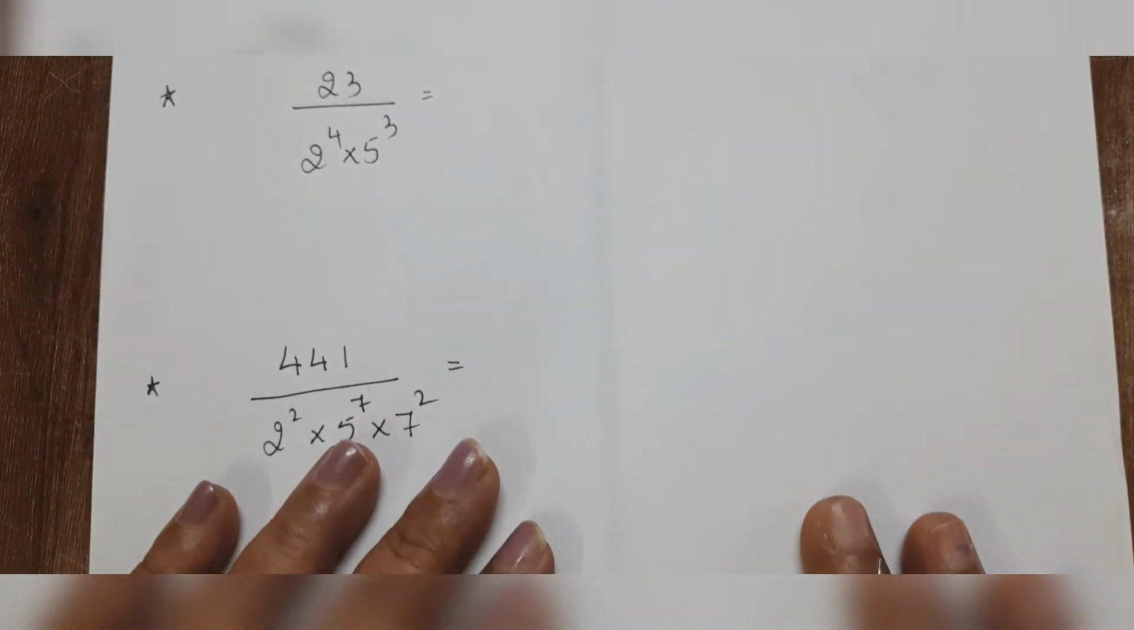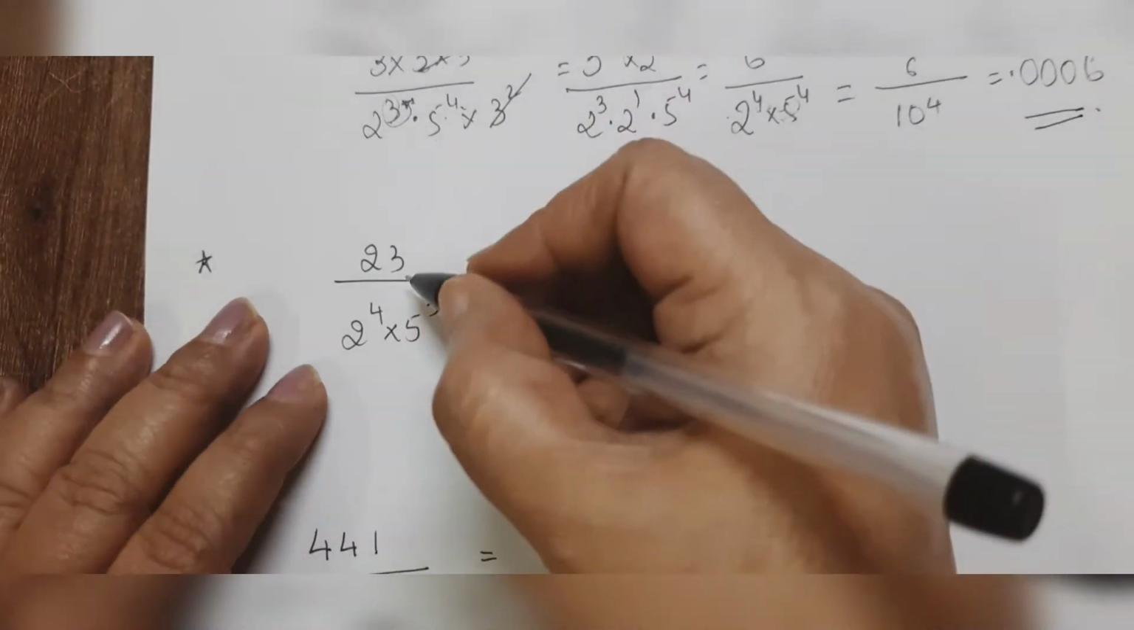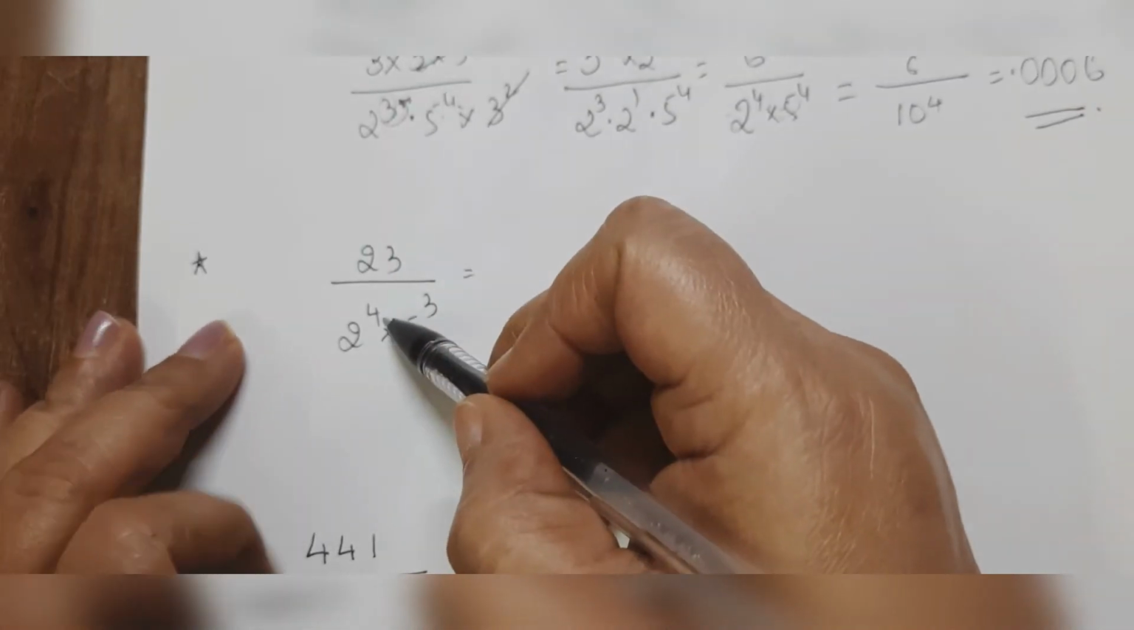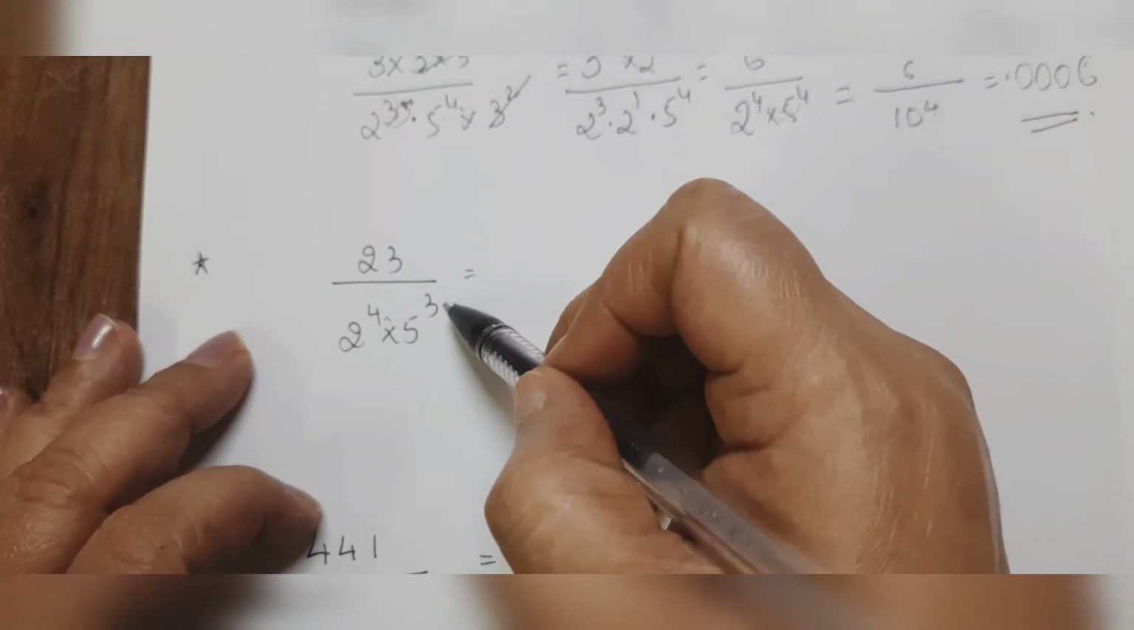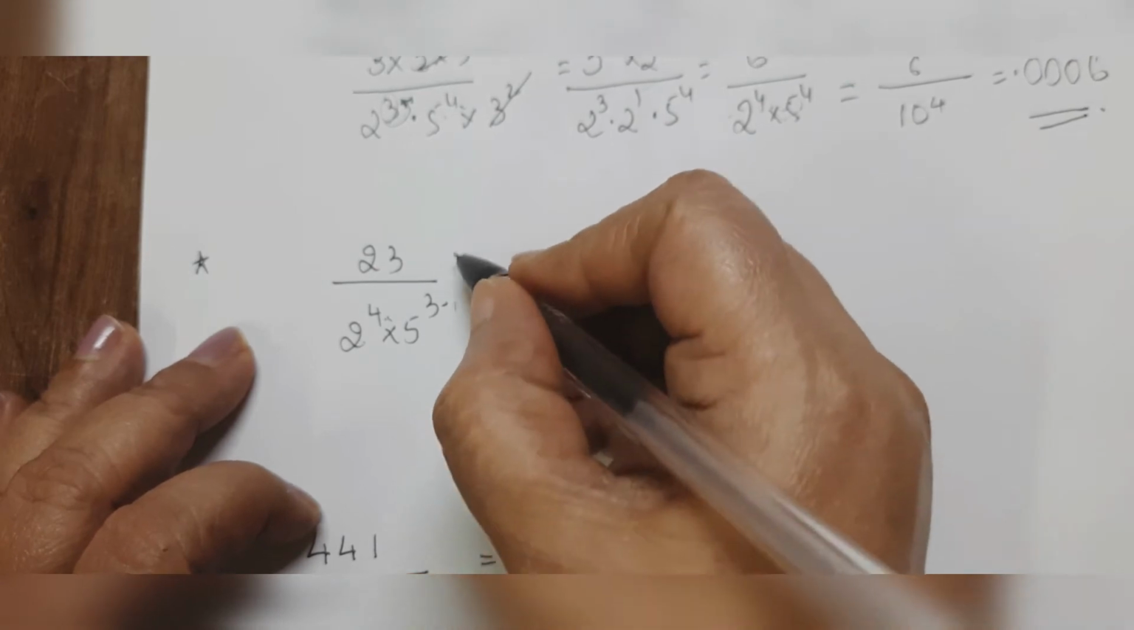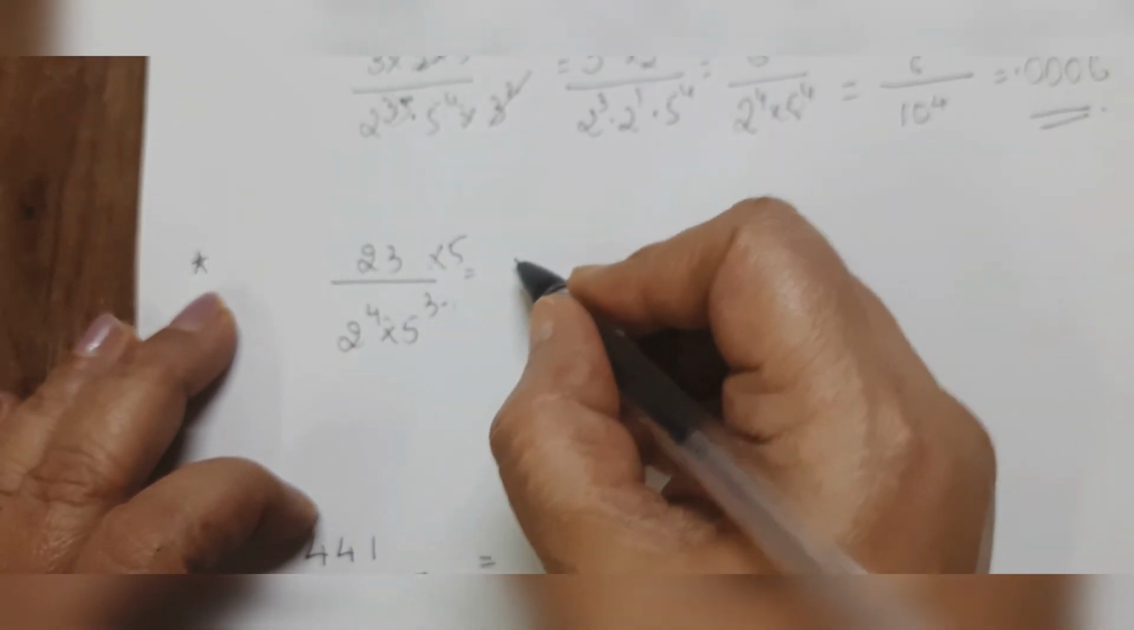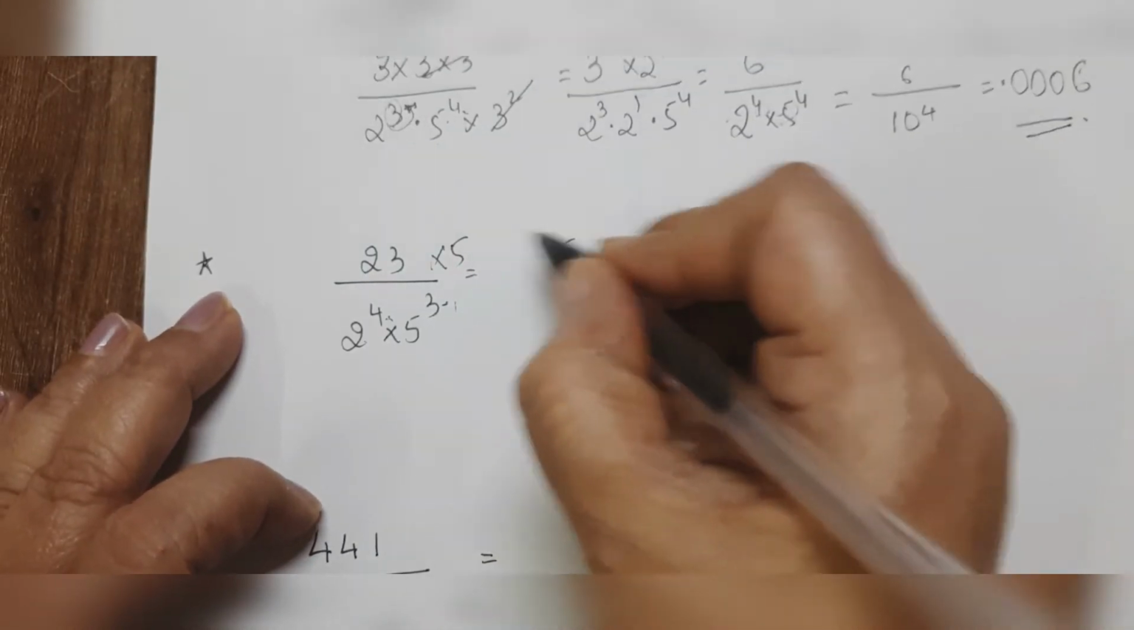Check out this one. Here, which is the highest degree? 2 raised to 4. So this is 1, I need to add one more 5, so into 5. Then we have 5 times 3, 15.